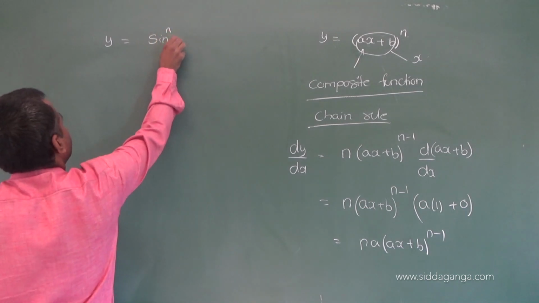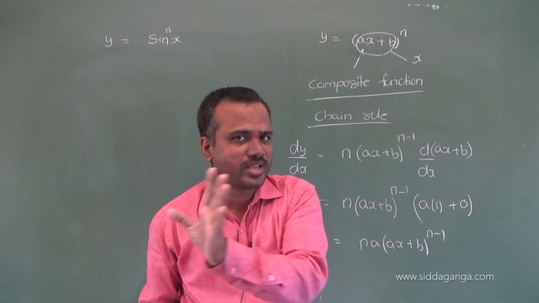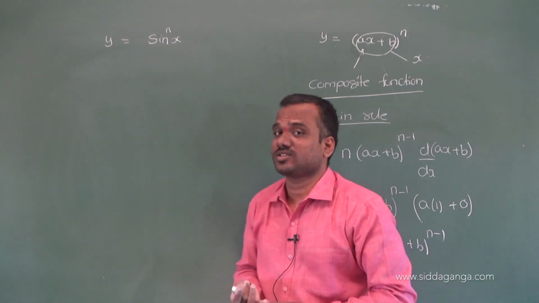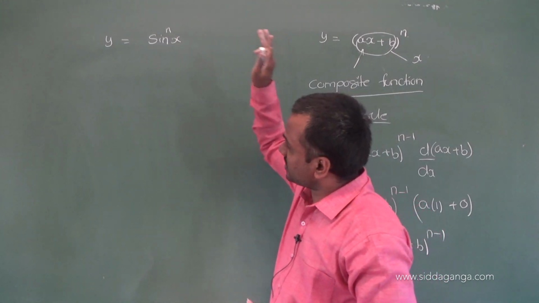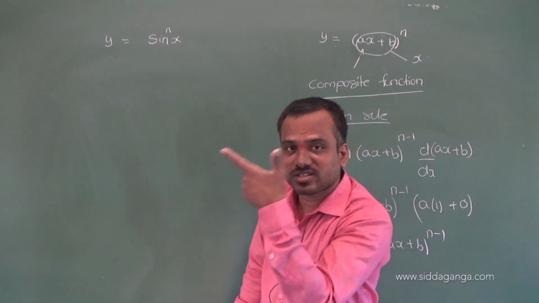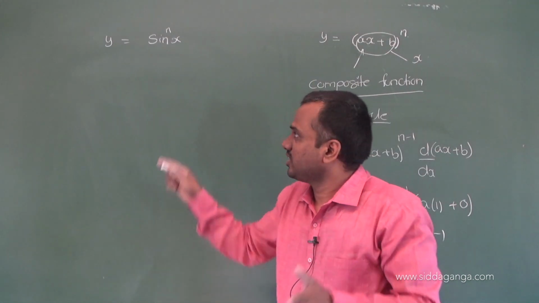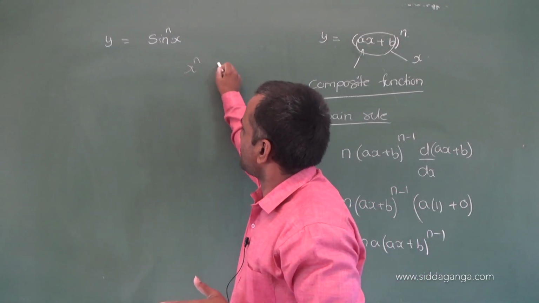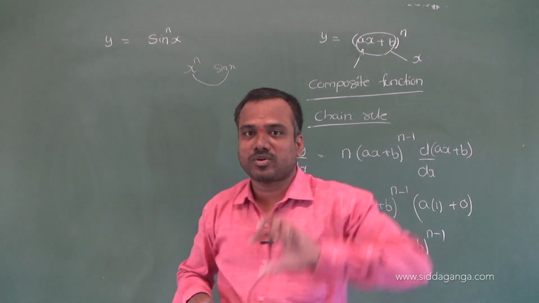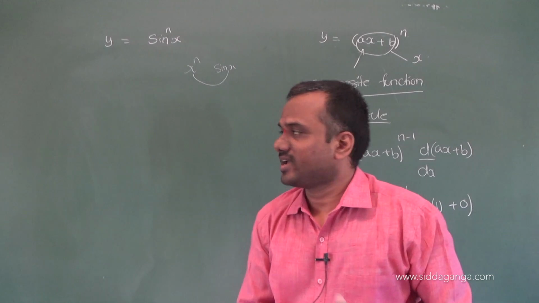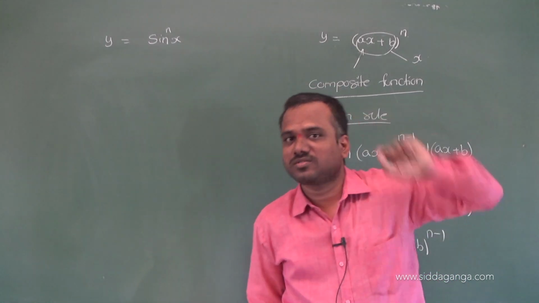sin to the power n x. Sin square x, no problem. Sin x into sin x. But sin to the power n x, it is not possible to write up to the end terms. Then it is a composite function. Sin x is one function, x to the power n is another function. We combine them together to form sin to the power n x. That's why we call this function a composite function.